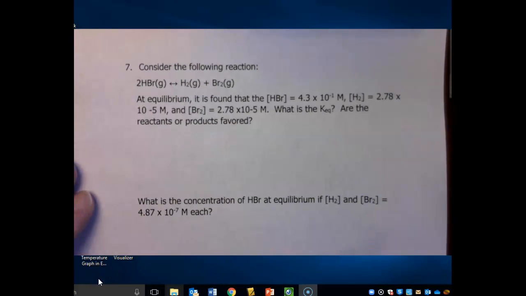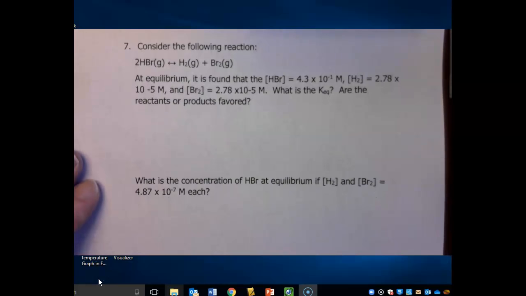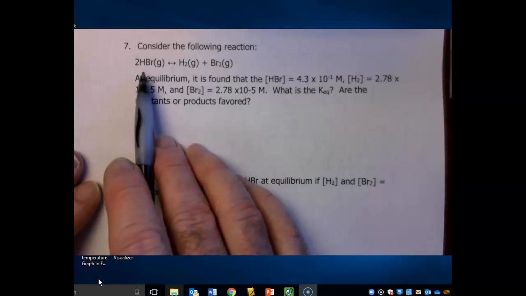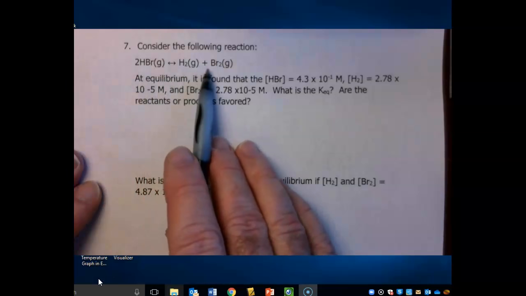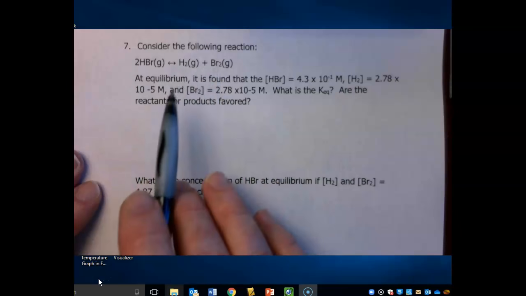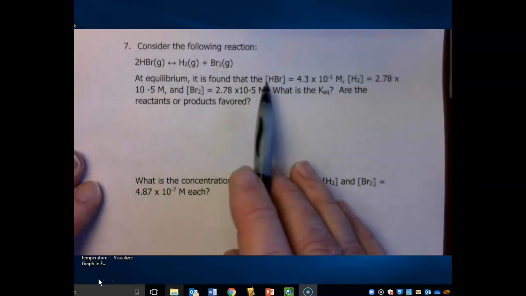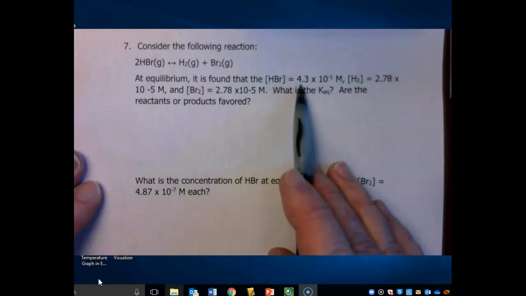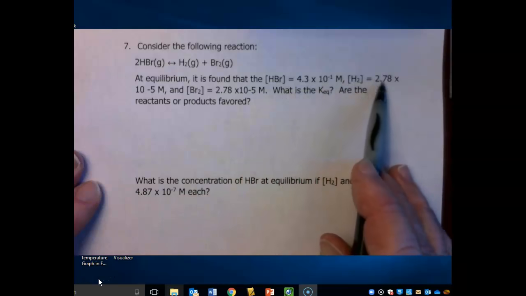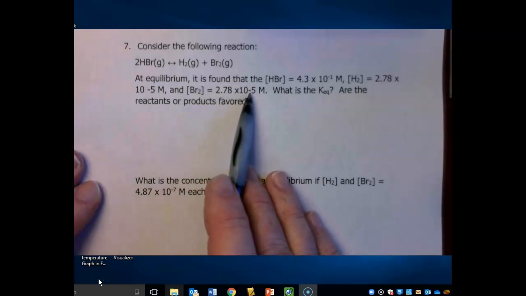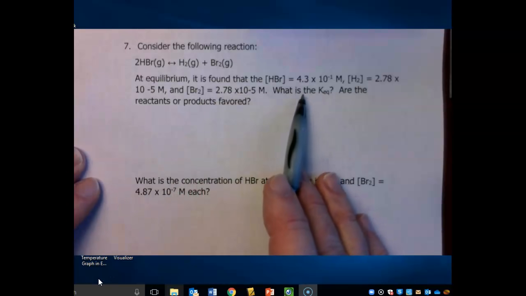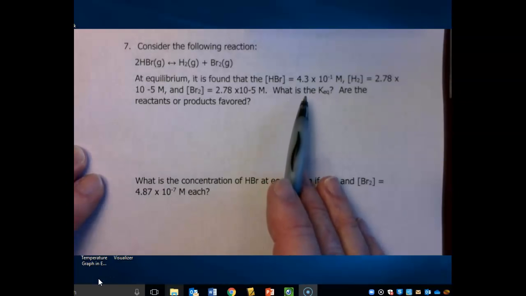And then flipping the other side, we're asked to consider the following reaction. Hydrogen bromide gas makes hydrogen gas and bromine gas. And then it tells us at equilibrium it's found that the concentration of HBr is this number, the concentration of hydrogen is this number, and the concentration of bromine is this number. What is the KEQ? And then it asks, are the reactants or the products favored?